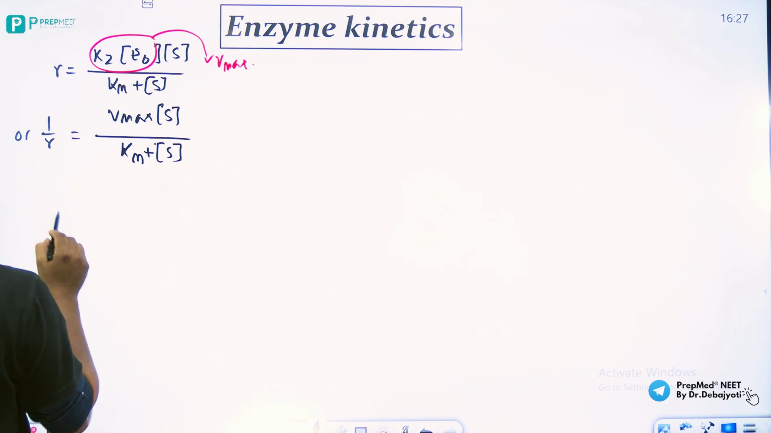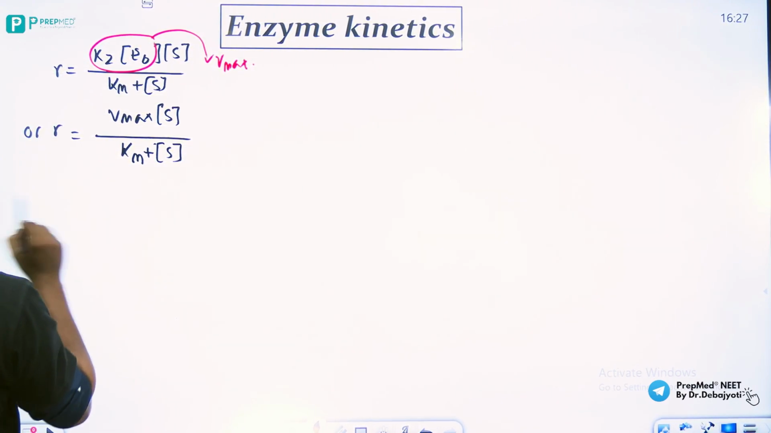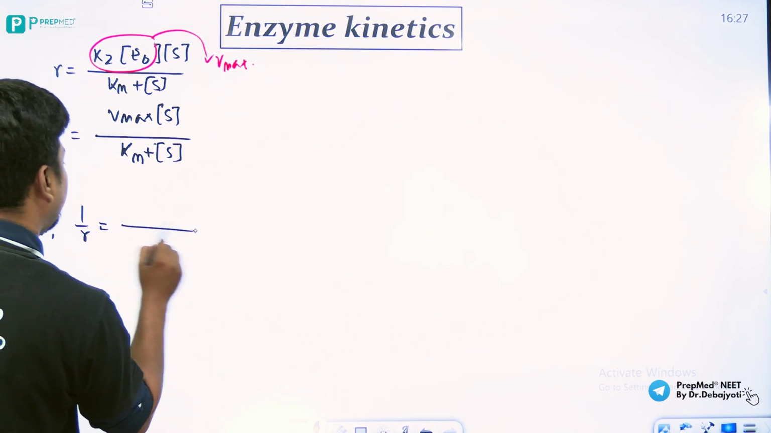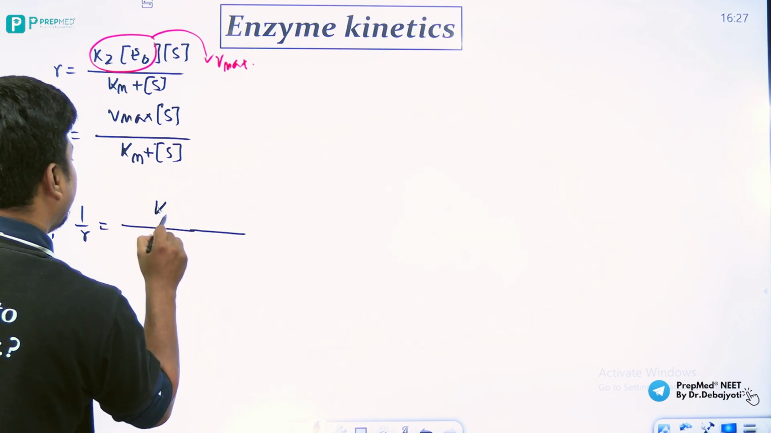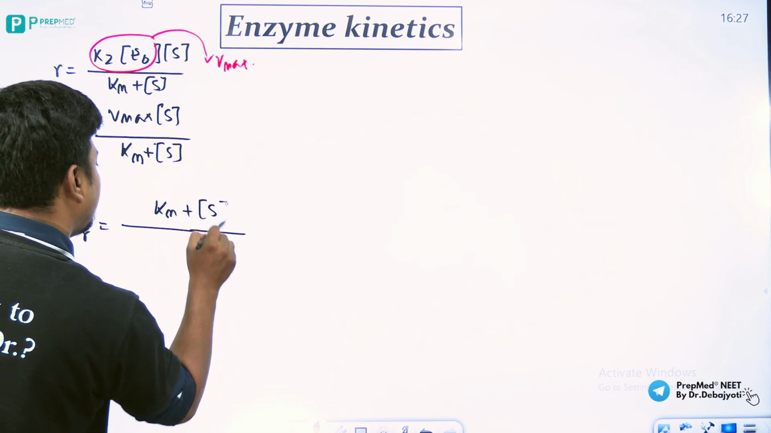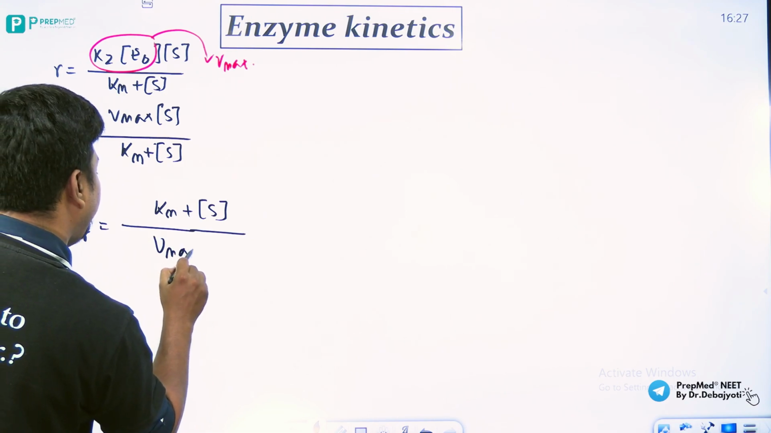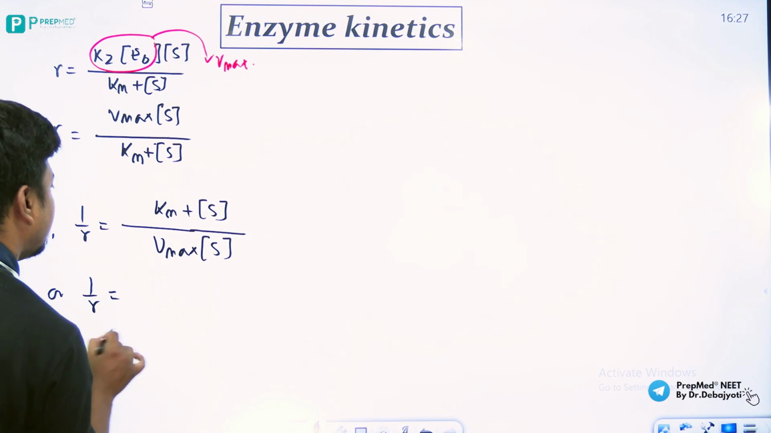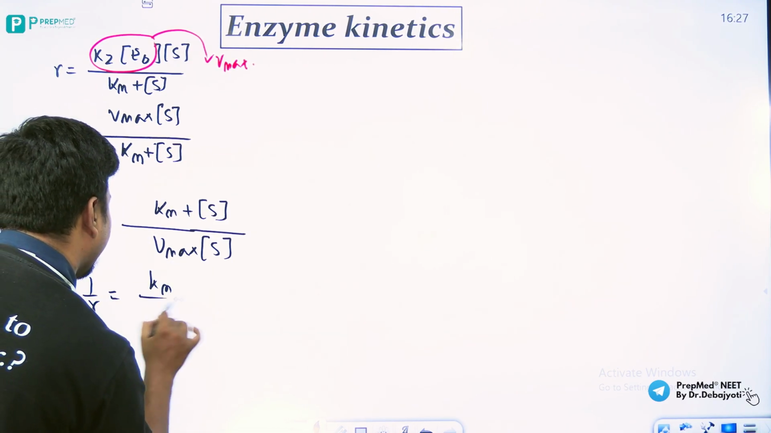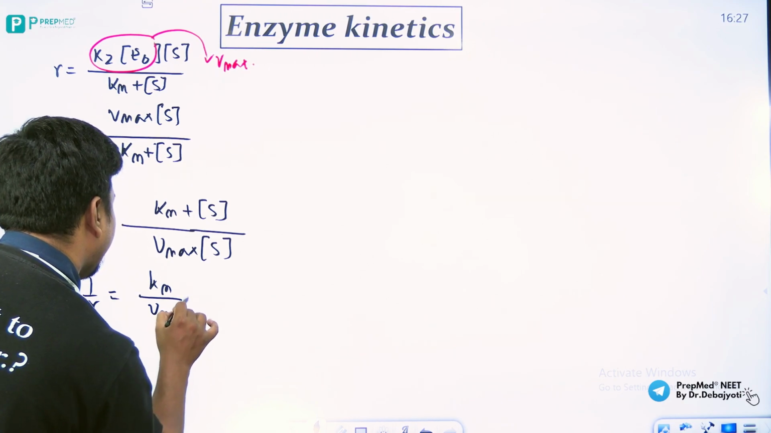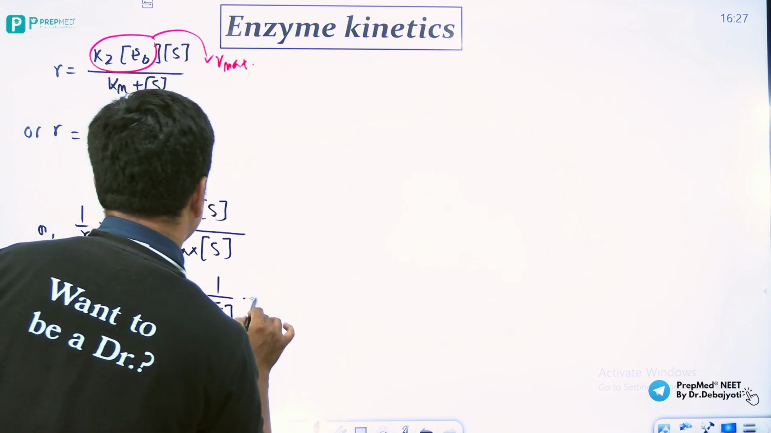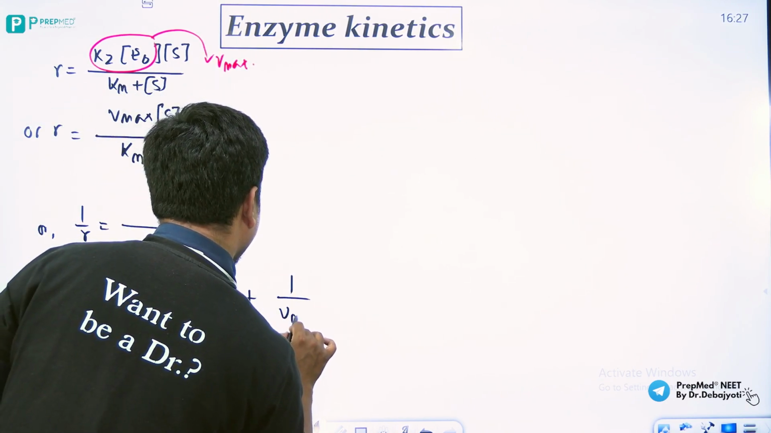Or from here, 1 by R is equal to Km plus concentration of S divided by V max multiplied by S, or 1 by R is equal to Km by V max into 1 by S plus 1 by V max.